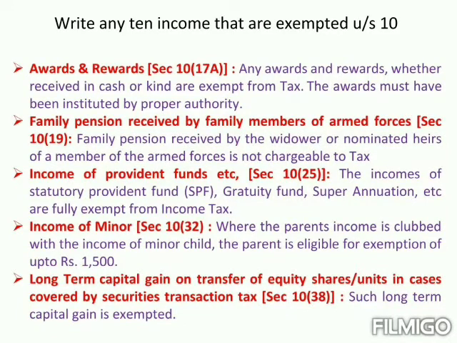Number 9, income of minor, Section 10 of Subsection 32. Where the parent's income is clubbed with the income of a minor child, the parent is eligible for exemption of up to rupees 1500. If a minor child is having an income, and if it has been clubbed with the income of a parent, then the parent can claim an exemption of up to rupees 1500, which means if the income is below 1500, he cannot claim the entire amount. So up to 1500 is eligible as per Section 10 of 32.